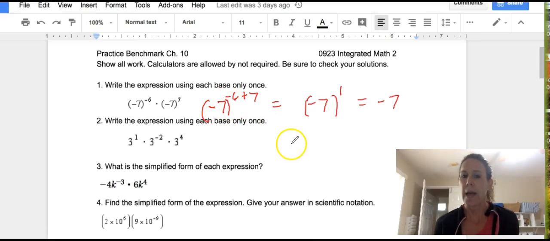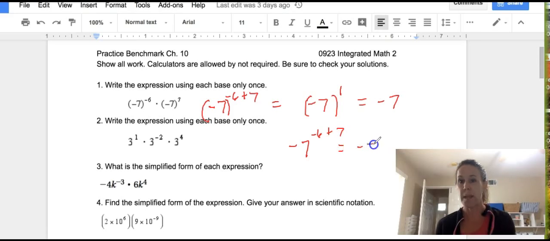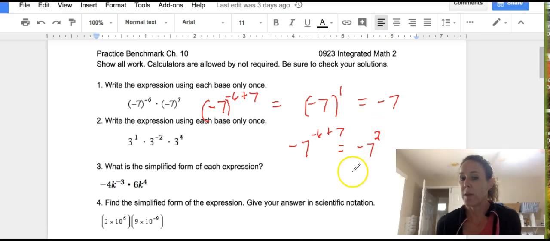Now, real quick, had I written it like this, -7 to the -6 plus 7 power, this would equal -7 to the first power, true. And I would end up getting the same answer. However, if this for some reason was squared, (-7) squared is different than -7 squared. This right here means -7 times -7. -7 is getting squared, which means +49.